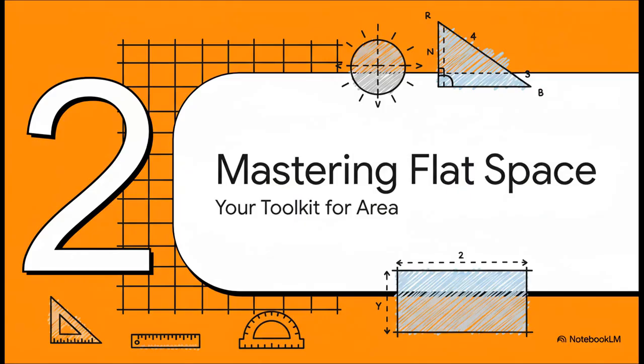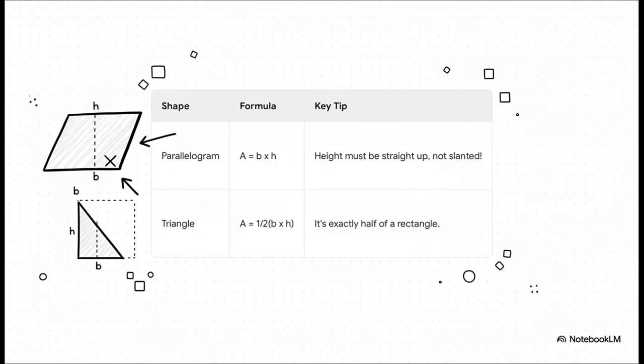So now that we have that master strategy in our back pocket, let's build out the rest of our foundational toolkit. We're going to start in the 2D world and really master the idea of area. These two formulas right here are the absolute bedrock. For a parallelogram, area is just base times height. But, and this is a classic trap you have to watch out for, the height has to be the straight, up and down, perpendicular line, not the slanted side. And a triangle? Well, it's just half of a parallelogram.